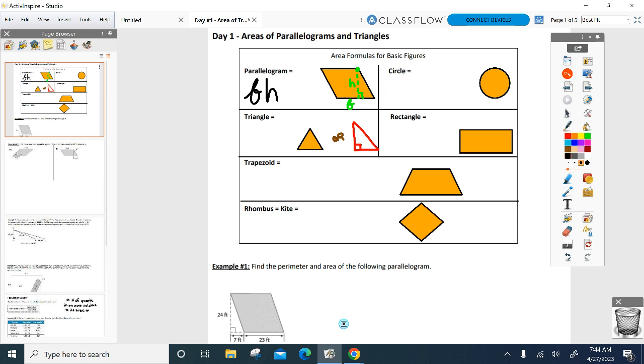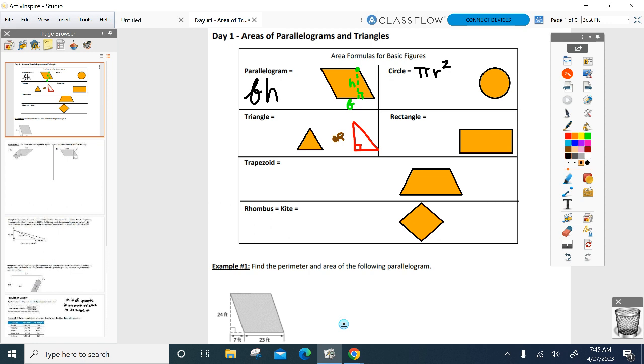Anybody know the circle one? Back in the day? Base times height divided by 2. Where's the base on a circle? That's coming up for the next one. Save that. Pi r squared. Oh, I thought we were doing triangle. Circle. Oh, okay. Pi r squared. R is the radius, right? Everyone, r is the radius.